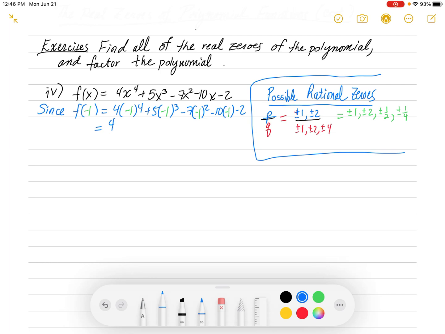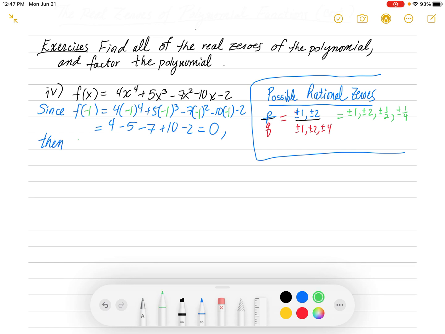See what happens. Okay, negative 1 to the fourth power is positive 1 times 4 is 4. Negative 1 cubed is negative 1 times 5 is negative 5. Negative 1 squared is 1 times negative 7 is negative 7. Negative 10 times negative 1 is positive 10. And we have a minus 2. And let's see, 4 minus 5 is negative 1. Negative 1 minus 7 is negative 8. Negative 8 plus 10 is positive 2. Positive 2 minus 2 is 0.